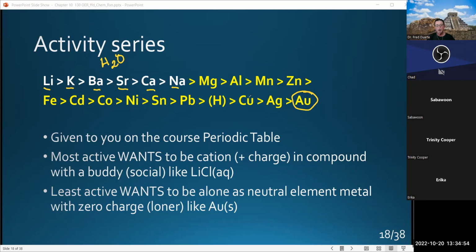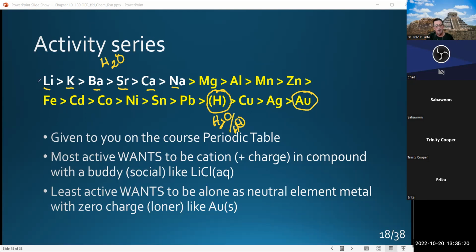Now all of this is reference. It's a relative scale, and it's relative to water or the proton. It's relative to hydrogen. That's how the reference point is. And so this is going to be important in a second when we start looking at some of these metals reacting with hydrogen.